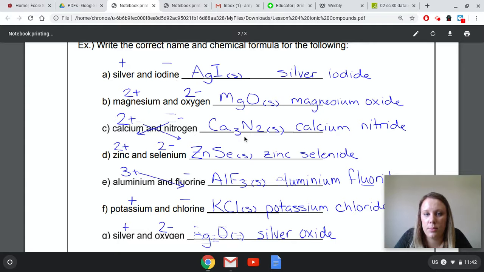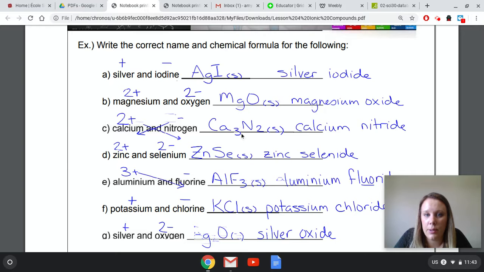These should be subscript, tinier than the regular line of writing, and a little bit below the regular line of writing. Think the opposite of an exponent. Put your solid in brackets behind, and you have calcium nitride, changing the ending to IDE.